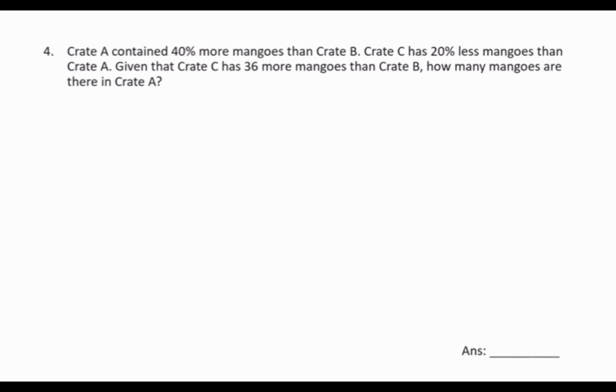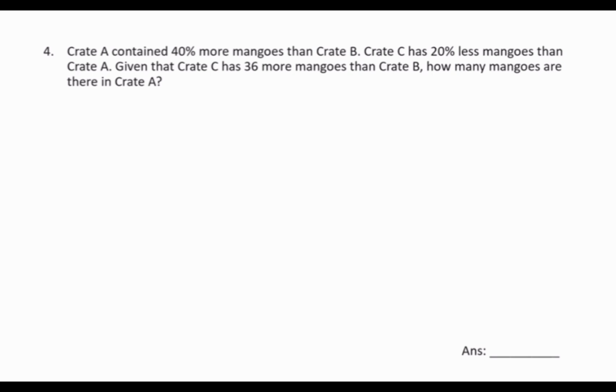Do not be tricked into thinking that, oh, if A is 40% more than B, then C is less than A, so then you take 40 plus 20 or 40 minus 20. Cannot do that. Because this 40% is between A and B. The comparison is between A and B. And this 20% is between C and A. So there are 2 different situations. You're comparing different things. Cannot add them.